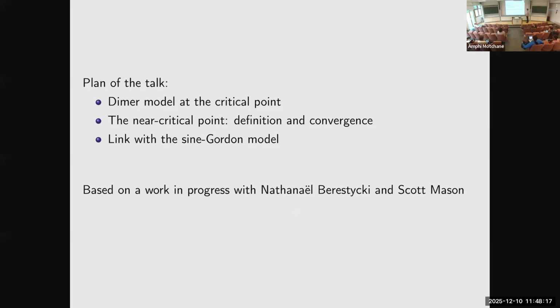First I will make a small introduction to the dimer model at the critical point. Then I will talk about the work we did at the near critical points. In particular, I will present some convergence results. And then I will try to present what the link with the sine-Gordon model is, and also what the sine-Gordon model is, if you don't know. This is based on a work in progress with Nathanaël Berestycki and Scott Mason, which should appear very soon on arXiv.